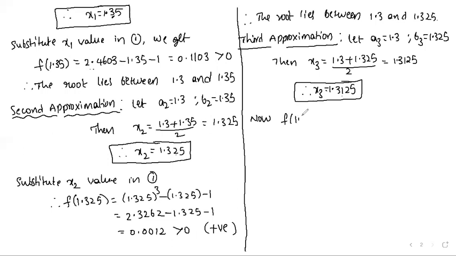Now f of 1.3125 is equal to 2.2609 minus 1.3125 minus 1, that is equal to minus 0.0516 less than 0. Therefore it is negative. Who is positive above? Going up, positive came at 1.325.